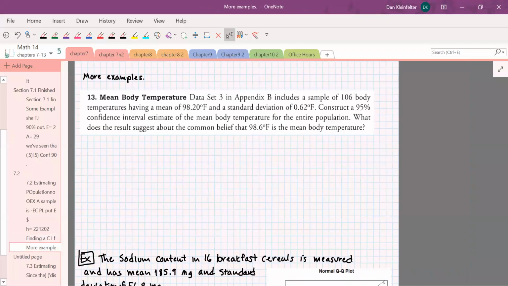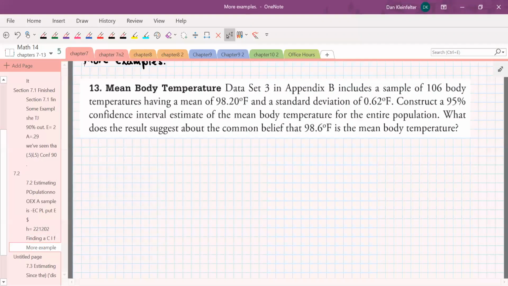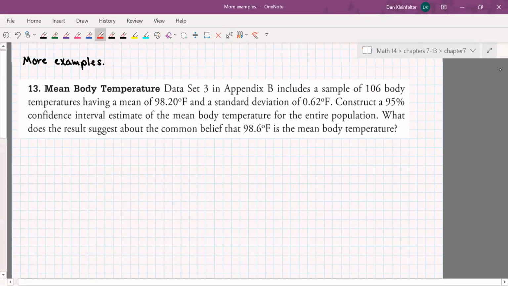All right, so two more examples and then we're done with this. Here it says there's a sample of 106 body temperatures having a mean of 98.2 degrees with a standard deviation of 0.62 degrees. We're to construct a 95% confidence interval estimate for the whole population. And then there's a follow-up question.